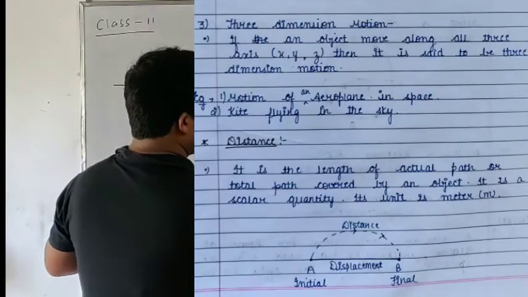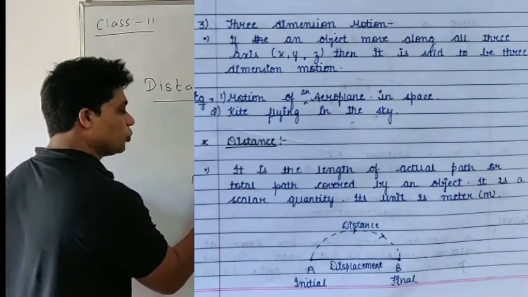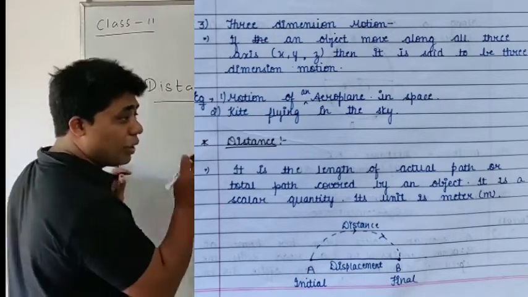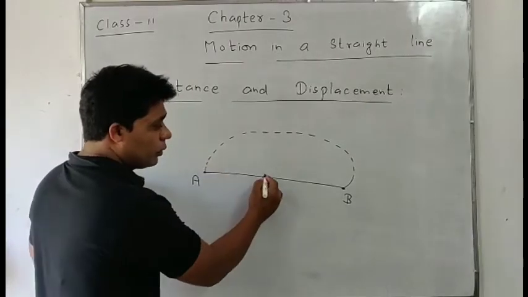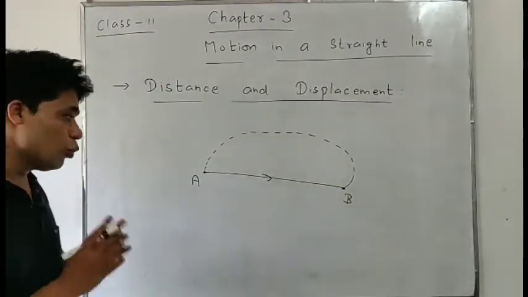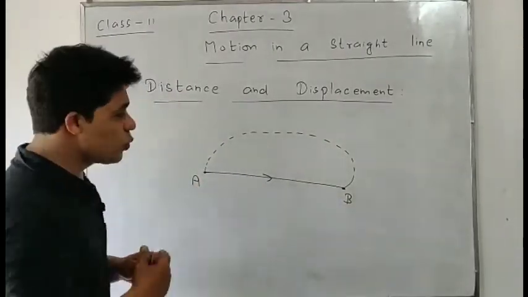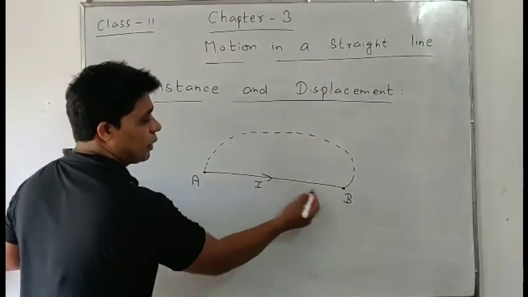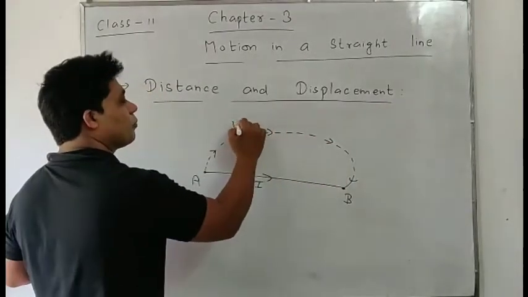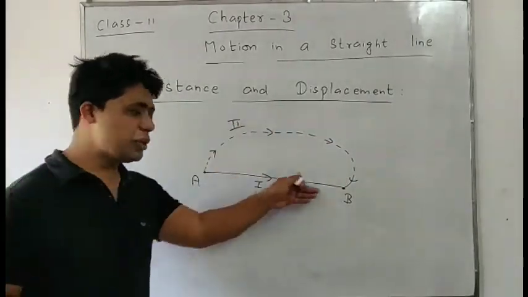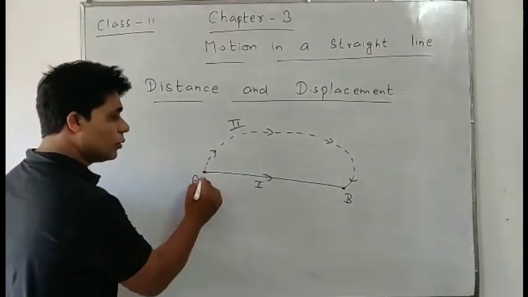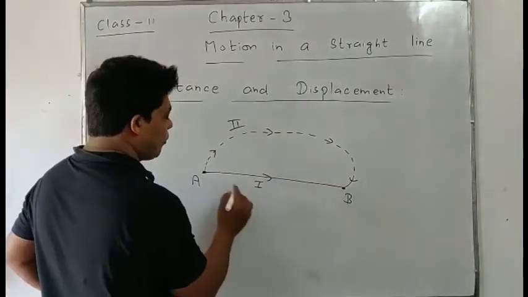Suppose A is the initial point of motion and B is the final point of motion. A student follows two paths. Suppose A is home and B is school. The first student moves along this path, which is the first path. Another student uses this second path. Both have the same initial point and the same final point.